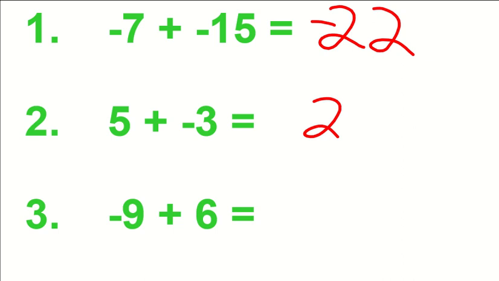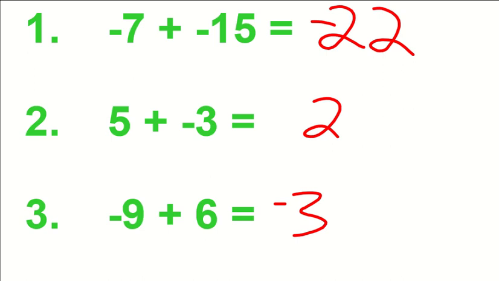Number 3, Mason. Negative 3 is correct. Signs are different, so again, we're subtracting. We're going to use the sign of that bigger number. So the bigger number is the 9, that's negative. So we get negative 3.